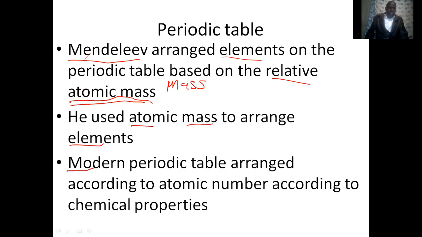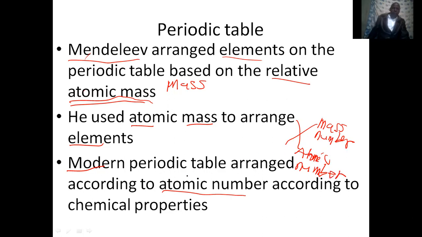But the modern periodic table that we are using now uses the atomic number. You may be aware that if, for example, this is the element, the top part would be the mass number, and down here would be the atomic number. So the modern periodic table uses the increase in the atomic number. Elements are arranged in that manner.